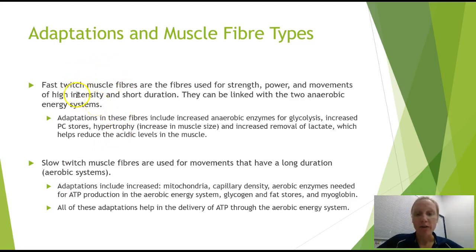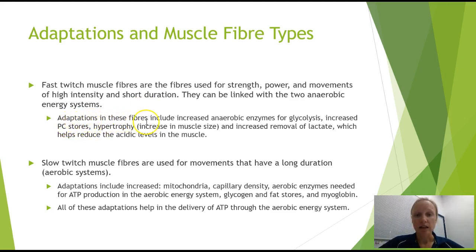So the fast twitch fibres, as we've mentioned, are used for those short bouts of high intensity exercise such as strength, power, and movements that are high intensity and short in duration. They are linked with the anaerobic energy systems for obvious reasons. They need energy very immediately and quickly, much quicker than what the aerobic system can produce.